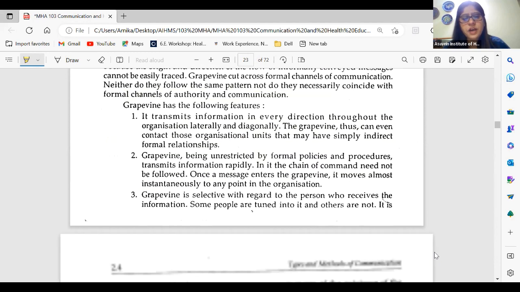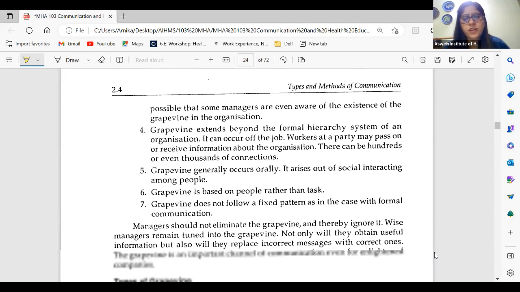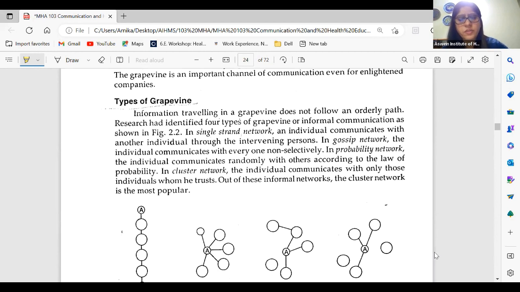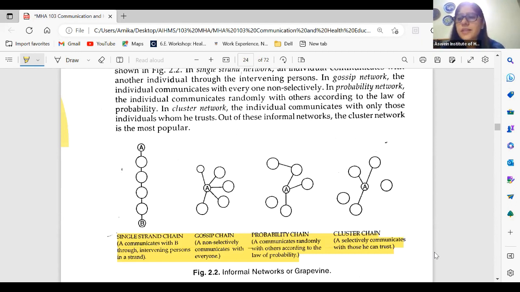Okay. Now, if we talk about types of grapevine, as you can see from the picture below, let's just come to the picture. First is single stranded. It is a communication from one person to another, then a third person. It is like a single chain, as the name specifies, a single strand chain. A communicates with B, B communicates with C.